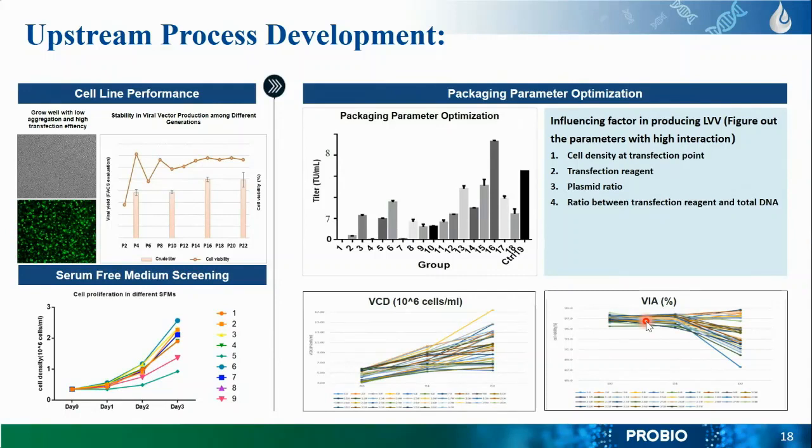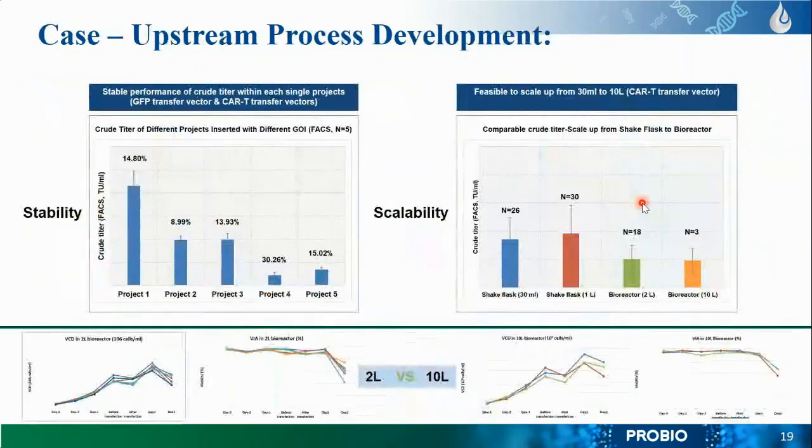However, there is actually no ideal time for the time of harvest, and you need to adjust the parameters, and you have to take that into account when you are doing the development and manufacturing. And for example, here to wind up, it's like 4 things: the cell density at the transfection, which transfection reagent is going to be used, what will be the plasmid ratio, and the ratio between transfection reagent and total DNA. So you have to optimize all these parameters to get an ideal answer.